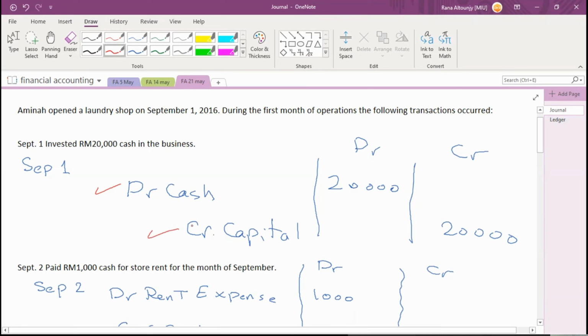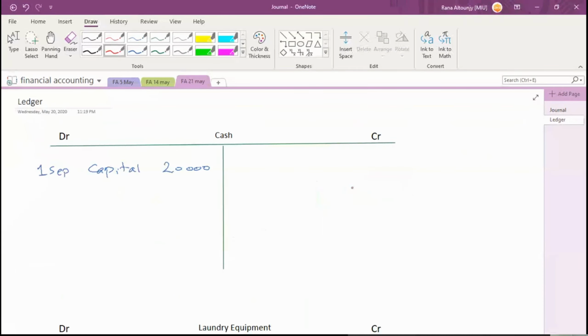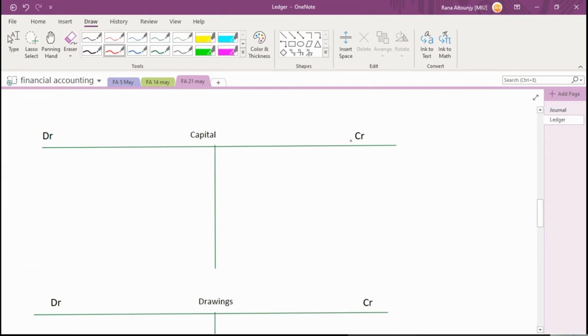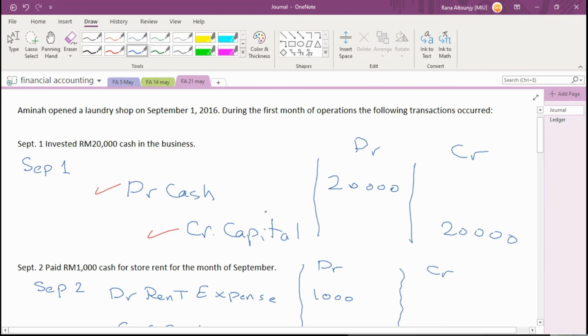We go to the capital account, the credit side. We write the other side of the transaction. So this is the capital account. We go to the credit side. We put 1st September, cash 20,000. So if you see like this, we transfer both sides of the transaction. Debit cash 20,000, credit capital 20,000.